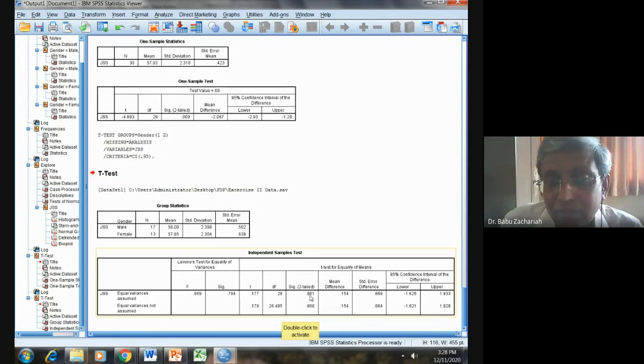Now here the t value is 0.177, a very small value. And we want two-tailed significance, since the question is whether it differs between male and female. That is 0.861, greater than 0.05, so it falls in the acceptance region. We accept the null hypothesis. That means there is no difference between male and female as far as the job satisfaction score is concerned. Okay. Now next question.